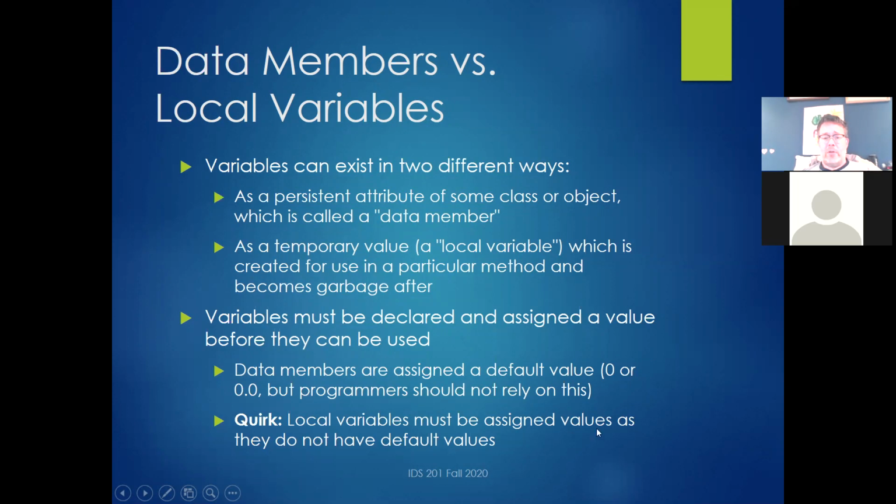On the other hand, local variables have to be assigned values. They don't have default values. They don't exist in memory until you go to the trouble of actually declaring them.